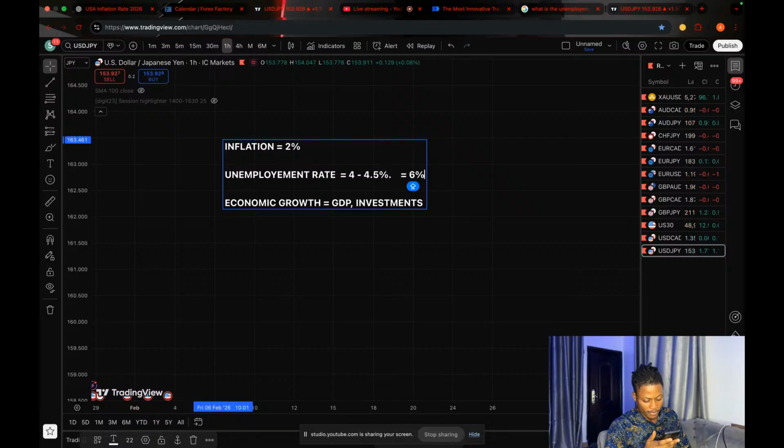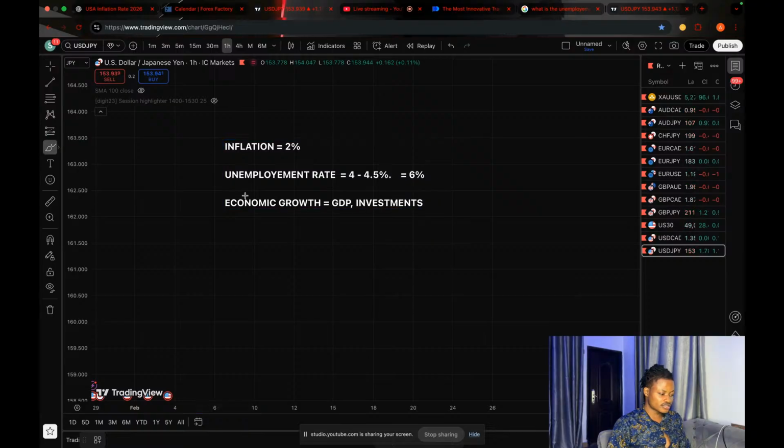All right. If 6% of people in the country are unemployed, the Fed will do something to bring it down to this range. But if the unemployment rate is within 4.4 to 4.5, they're not worried. They're okay. That's their target.